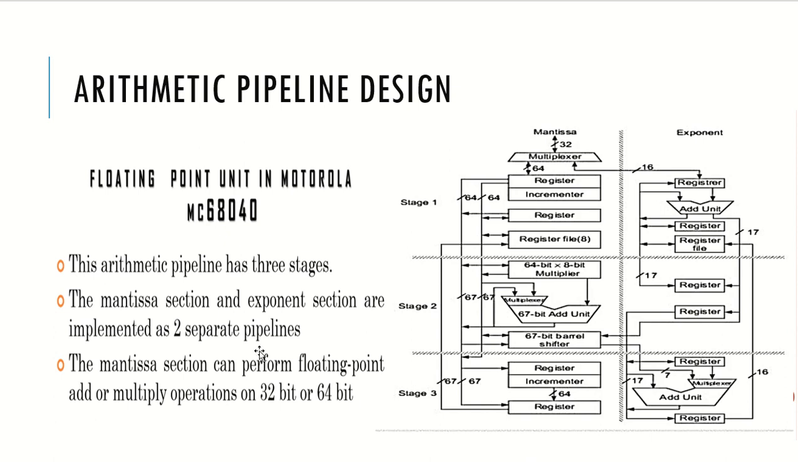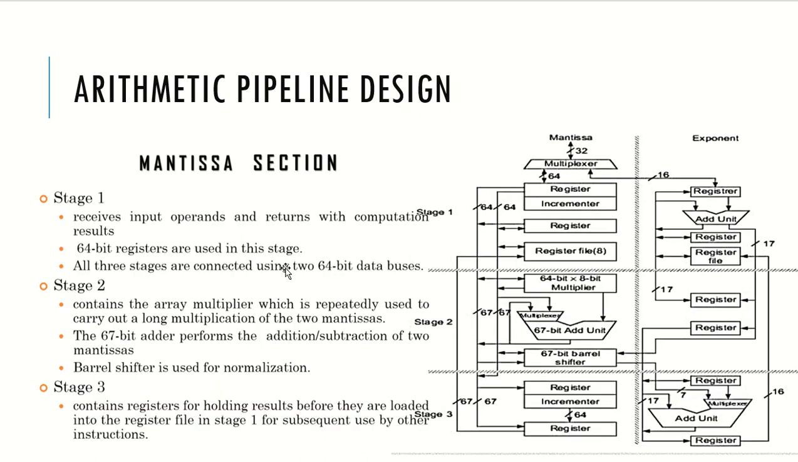Okay. So the mantissa section, what is it going to do? The mantissa section will perform the floating point add or multiply operation on either 32-bit or 64-bit data. Now talking about the mantissa section, we'll see each one of them in detail.